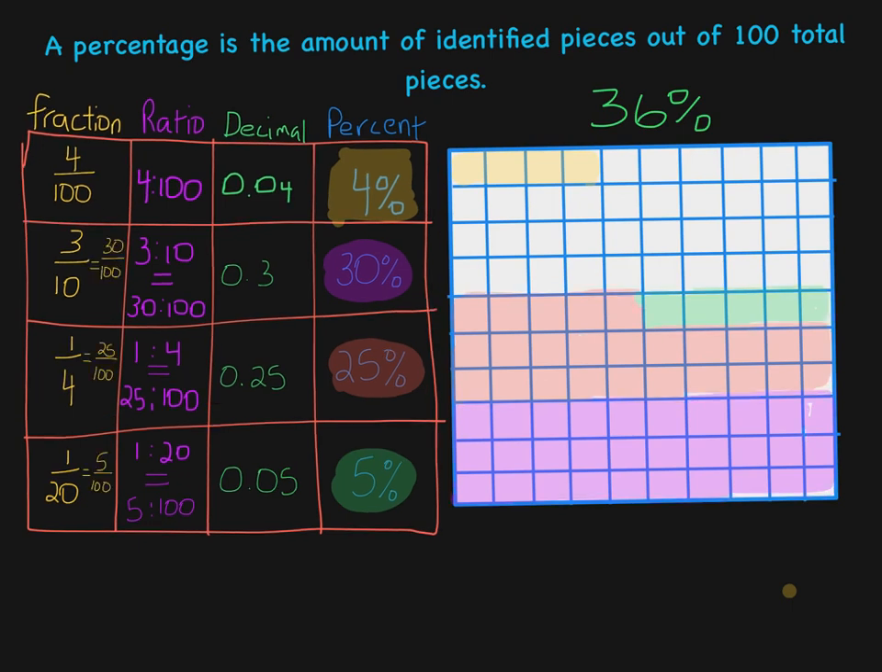And so here I've added the equivalent fraction so you can see how that and the ratios are related. But the most important part is the percentage from the fraction does not match what the numerator is unless the denominator is 100. So please remember the percentage is the amount of identified pieces out of 100 total.